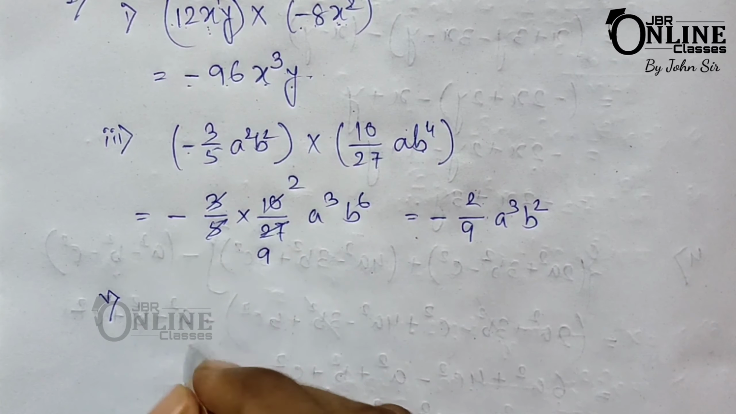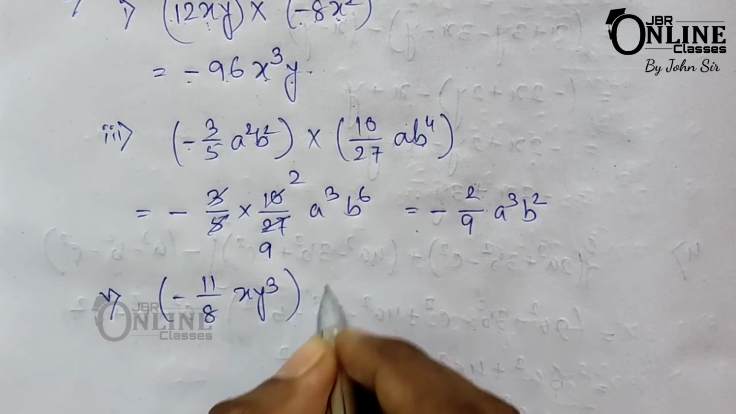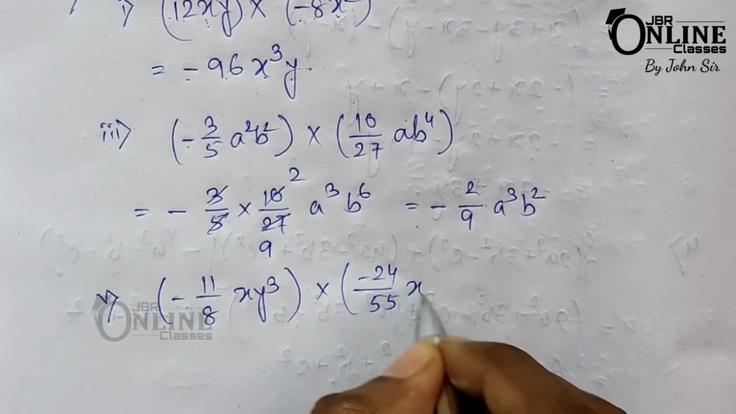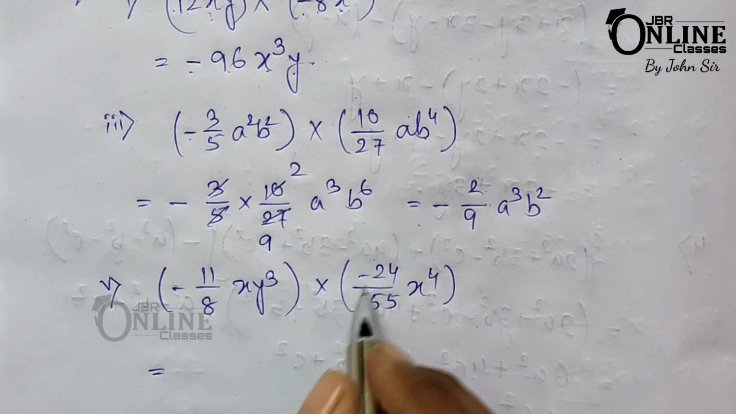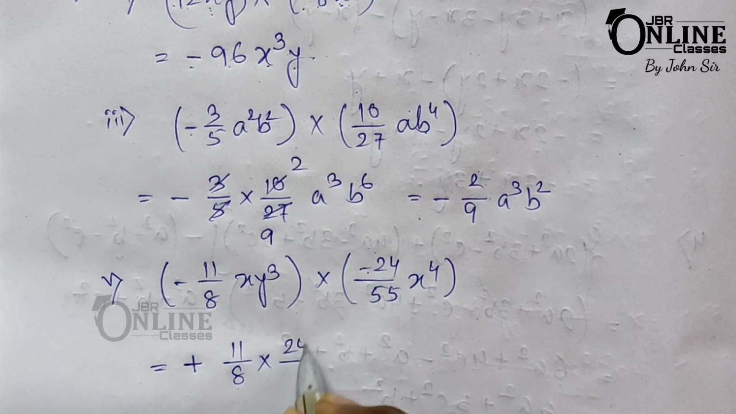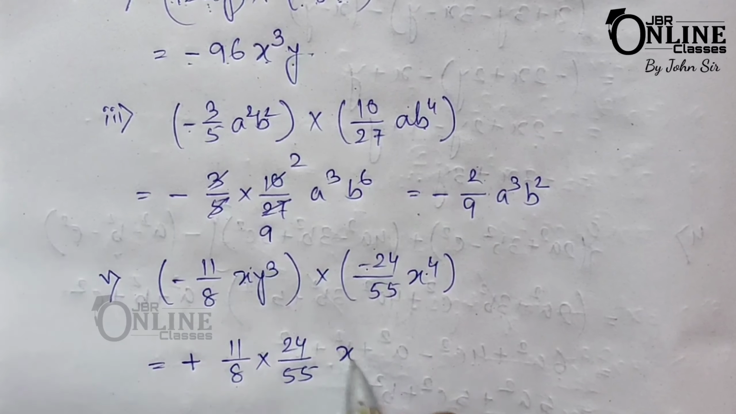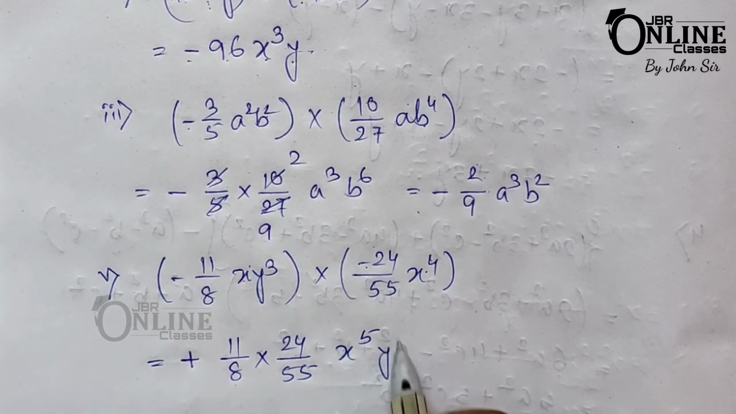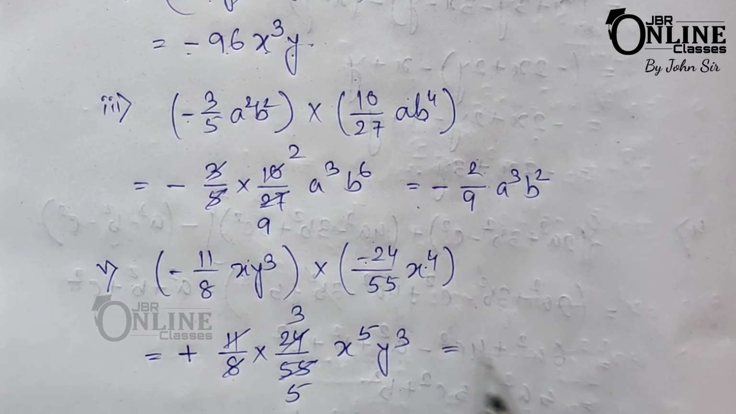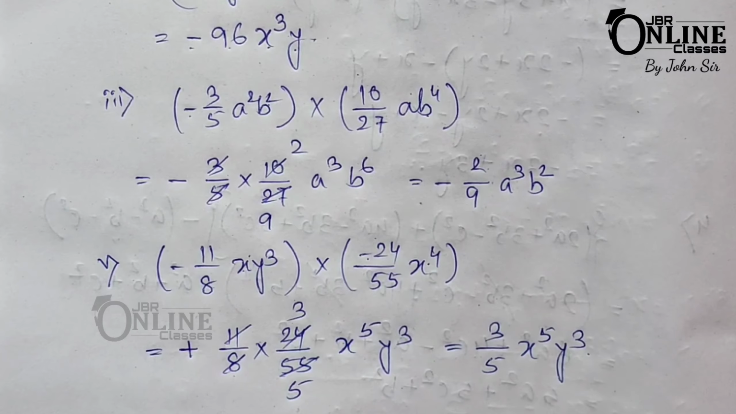Okay, now fifth, minus 11 by 8 x y cube multiply with minus 24 by 55 x to the power 4. So here minus into minus, that becomes plus. Now next one, 11 by 8 into 24 by 55. Then x to the power 1, x to the power 4. So 1 plus 4, that becomes 5, and then y cube. Now 11 cancel out with 5 and it's 3. So final answer is 3 by 5 x to the power 5 y cube.